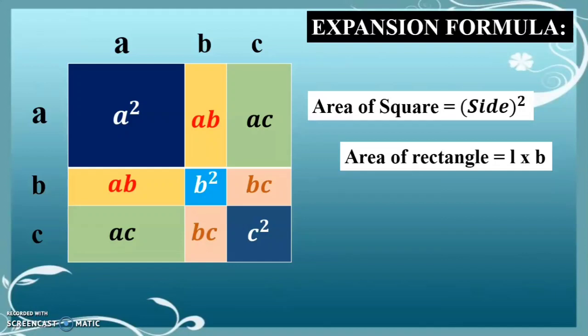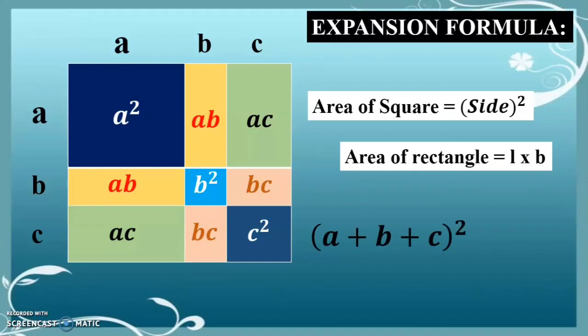Area of the bigger square is equal to (a + b + c), because we have one side of this bigger square as a + b + c. So as one side of the bigger square is equal to a + b + c, by using the area of a square formula, we will get (a + b + c) the whole square.